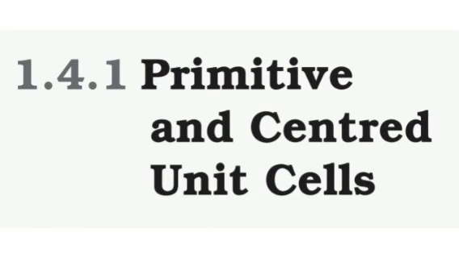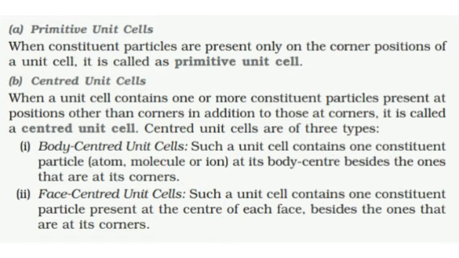Primitive and centered unit cells. Primitive unit cells. When constituent particles are present only on the corner positions of a unit cell, it is called a primitive unit cell. Centered unit cell. When a unit cell contains one or more constituent particles present at positions other than corners in addition to those at corners, it is called a centered unit cell. Centered unit cells are of three types.